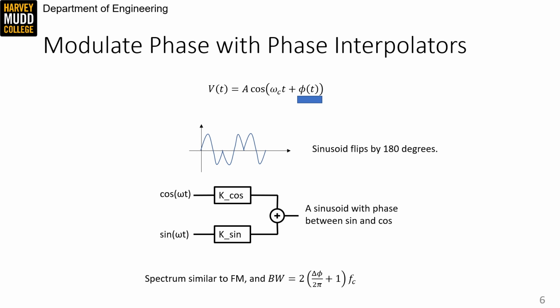You can make phase-modulated signals in a few ways, but one that's within the scope of this class is called a phase interpolator. In a phase interpolator, cosine and sine signals are weighted by coefficients and added together, which results in a signal that has a phase somewhere between cosine and sine.